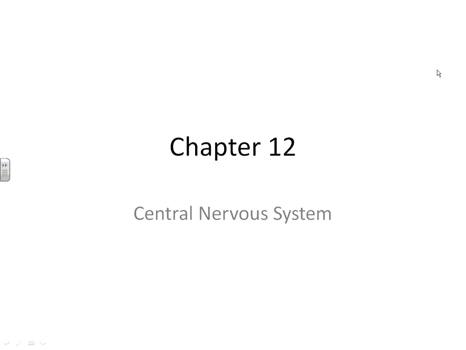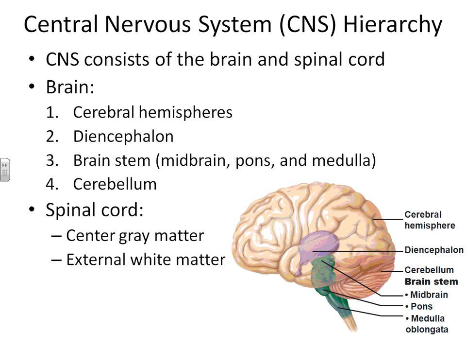In our A&P class, let's now move into Chapter 12, where we discuss the central nervous system. If you recall from Chapter 11, the central nervous system is going to be made up of your brain and your spinal cord. This is a rather long chapter, so I'm going to divide this audio lecture into several different parts so it'll be a little bit easier for you to follow.